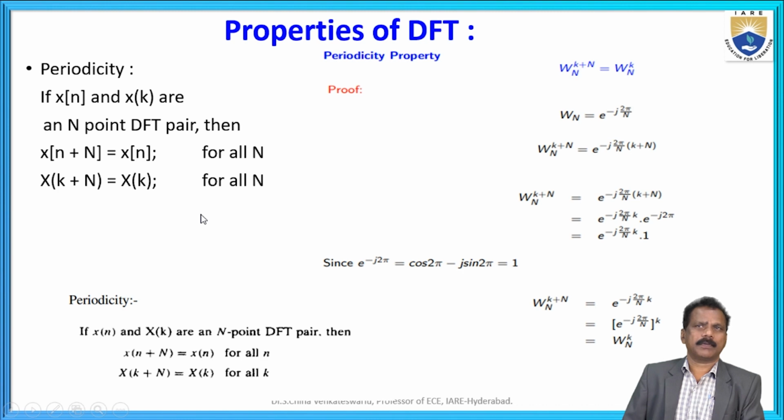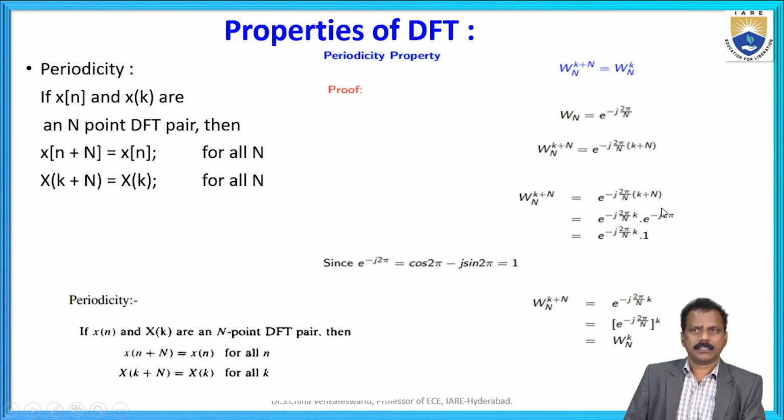With this, the periodicity property with the weighting function is W_N power k plus N equal to W_N power k, where we know that W_N is equal to e power minus j 2 pi by capital N. So W_N power k plus N is equal to e power minus j 2 pi by capital N into k plus N. Going on using these steps to simplify, this is equal to e power minus j 2 pi by capital N into k, into e power minus j 2 pi.